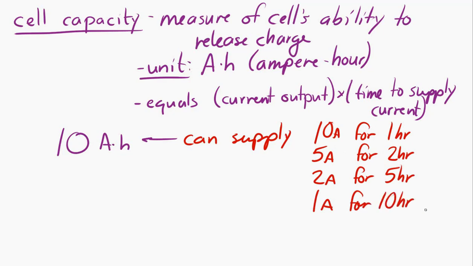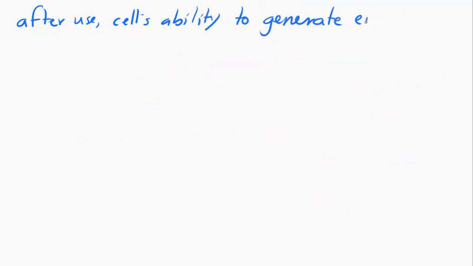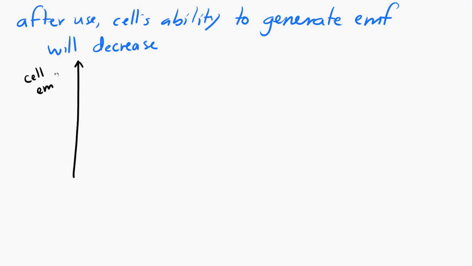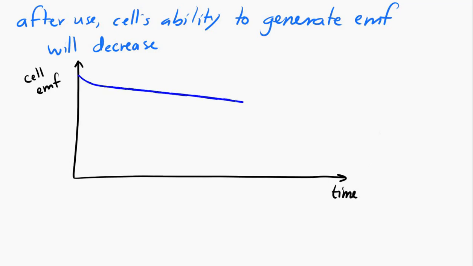Now, after the cell has been used, its ability to output an EMF and create a current will go down. And this is true for both primary and secondary cells. I'll draw a little graph to describe what I mean. It'll be cell EMF versus time. So you can see that the cell starts out with a high EMF. It's able to provide a large amount of EMF. It's kind of the maximum EMF that you would expect from the cell.